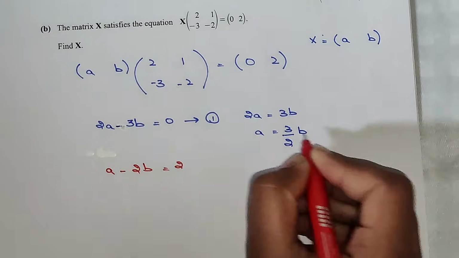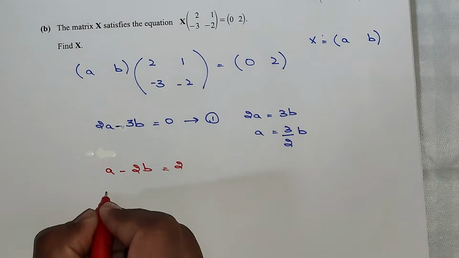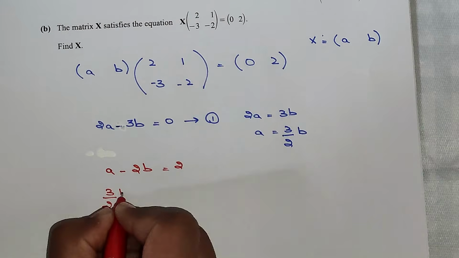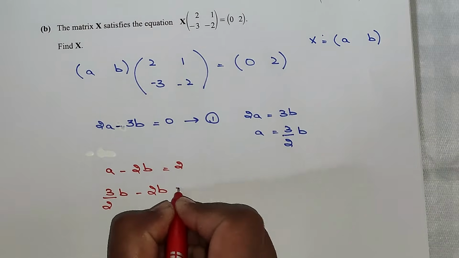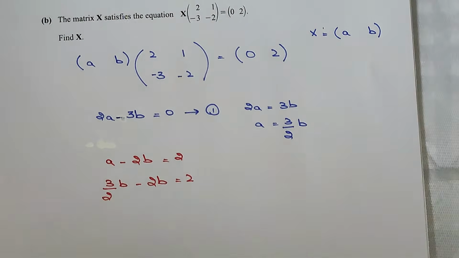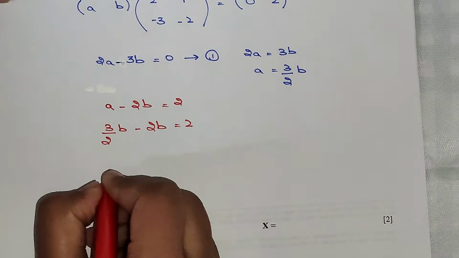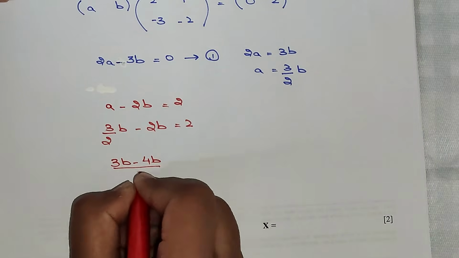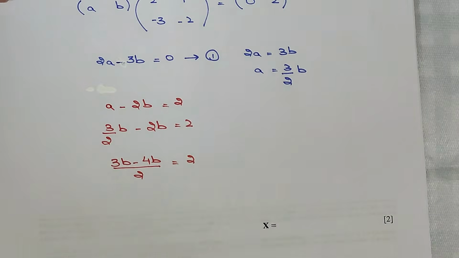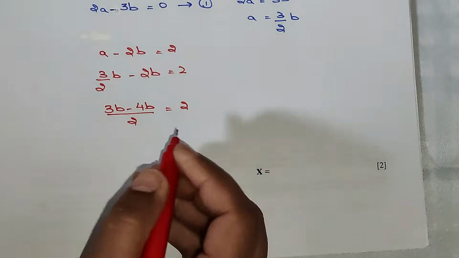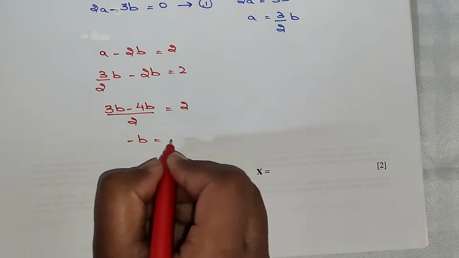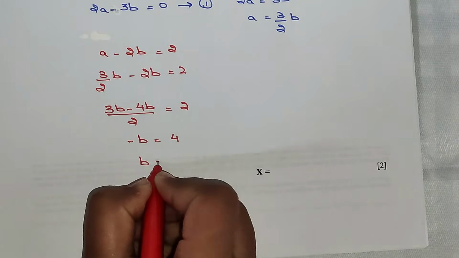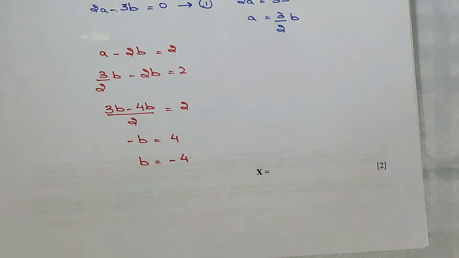Now the a value is 3 by 2 b. So we have 3b divided by 2, minus 2b, would be equal to 2. So from here we can easily find out the value for b. 2 times 2 would be 4. So 3b minus 4b divided by 2 would be equal to 2. So 3 minus 4 would be minus b, equal to 4, or we can say b would be equal to negative 4, right?